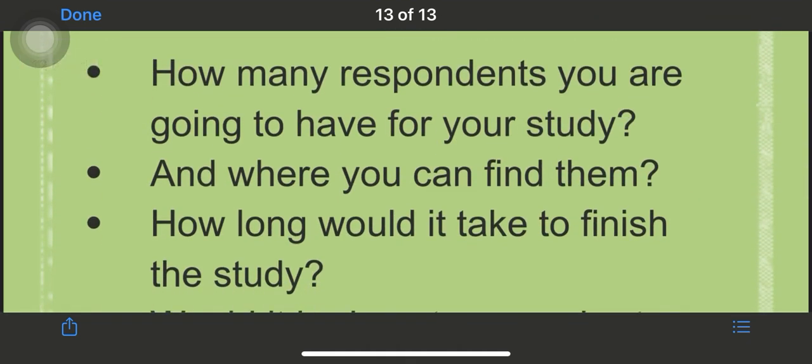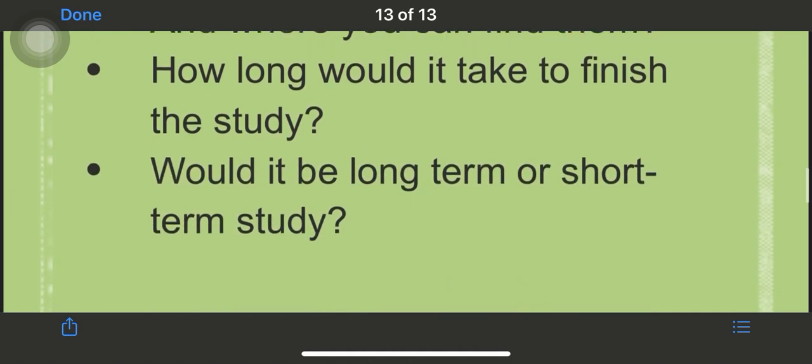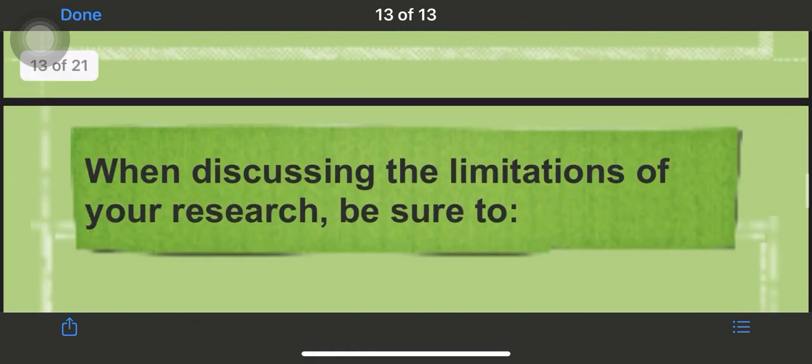Here, this can also be part of your scope. How many respondents are you going to have, and where will you find them, and how long would it take you to finish the paper? Pwede rin yung isama sa scope. Okay? And then this one also can be included. Would it be a long-term or a short-term study? Pwede mo rin ilagay sa scope yan. Now, answer all of these questions and you have a very comprehensive scope discussion of your paper.